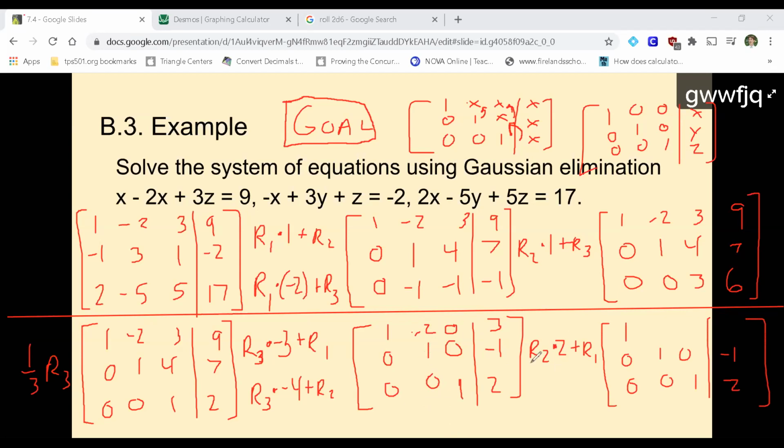All right, 1 times 2 is 2, plus -2 is 0. 0 times 2 is 0, plus 0 is 0. -1 times 2 is -2, plus 3 is 1. And here you can see we got the same answers that we did before. X is 1, Y is -1, Z is 2.